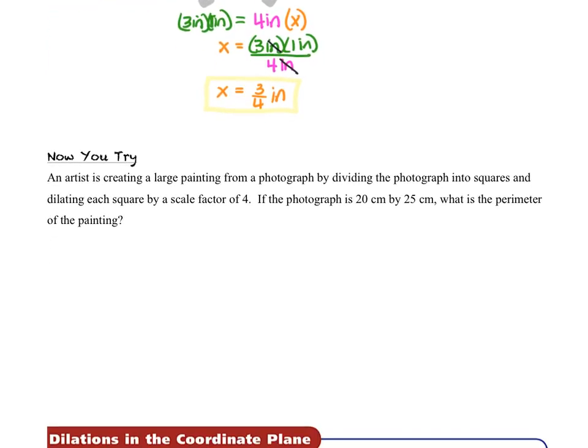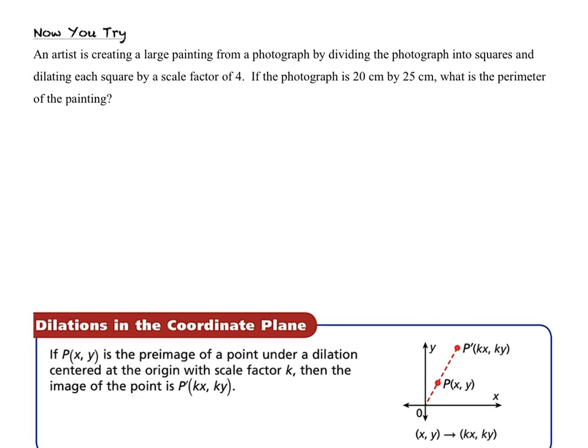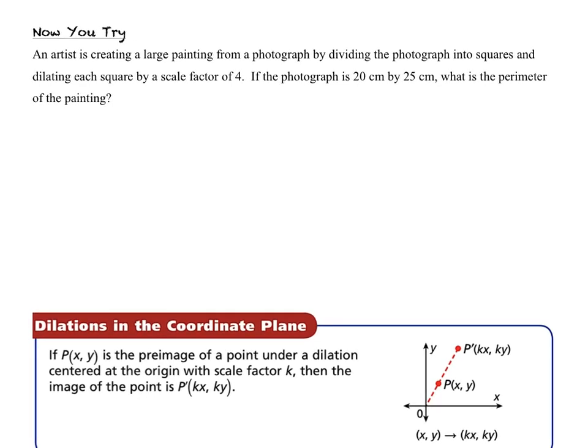Because the next example, this Now You Try, is a little bit different than the original one, we're going to work on this together. So an artist is creating a large painting from a photograph by dividing the photograph into squares and dilating each square by a scale factor of 4. If the photograph is 20 centimeters by 25 centimeters, what is the perimeter of the painting? So I'm going to start by actually drawing a rectangle that will represent the photograph. And we know how to find the perimeter of this rectangle.